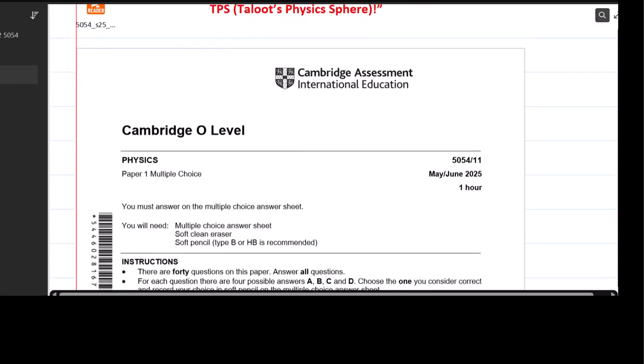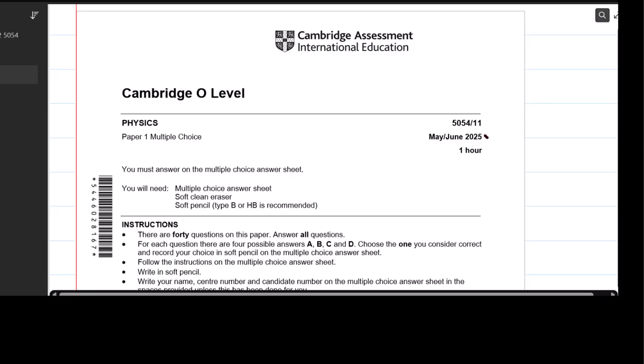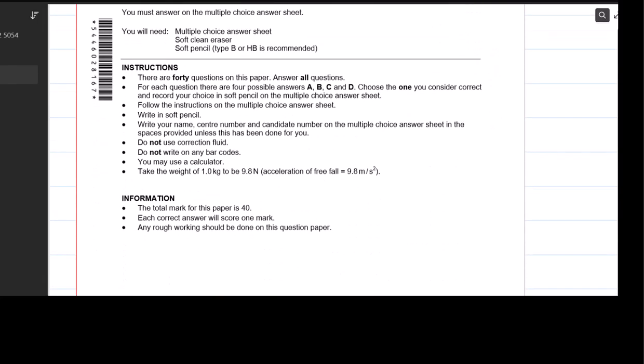So in this paper, May-June 2025, 5054 variant 1 paper 1, we have 40 questions and we have to use the value of g, that is going to be 9.8 Newton per kilogram.